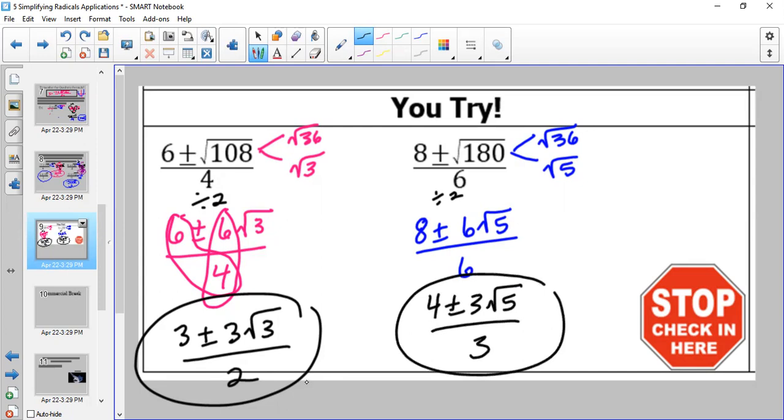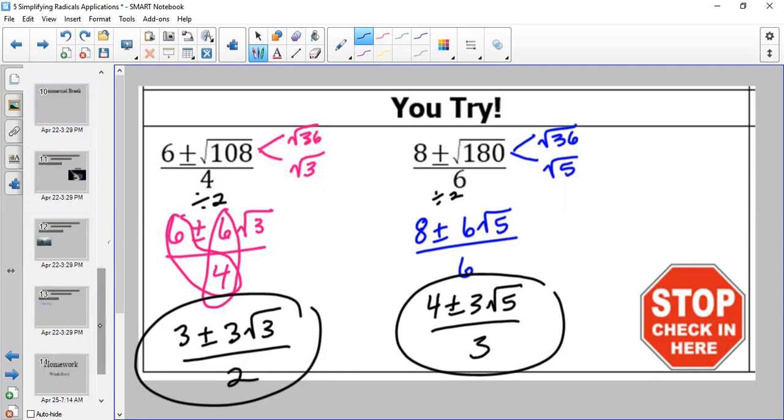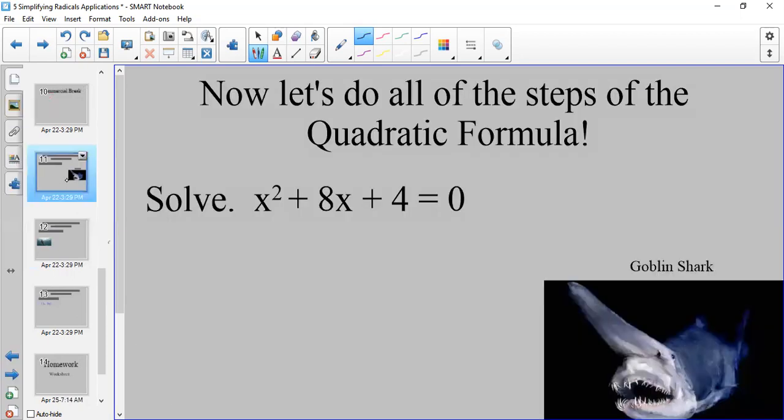Okay, so now we have learned how to simplify our answers to the quadratic formula. Let's try to apply the whole quadratic formula. If you remember, the purpose of the quadratic formula was to find where parabolas hit ground level, or where it crosses the x-axis. Here we have a quadratic, and I'm trying to figure out where it's going to hit ground level. So I'm going to use the quadratic formula.